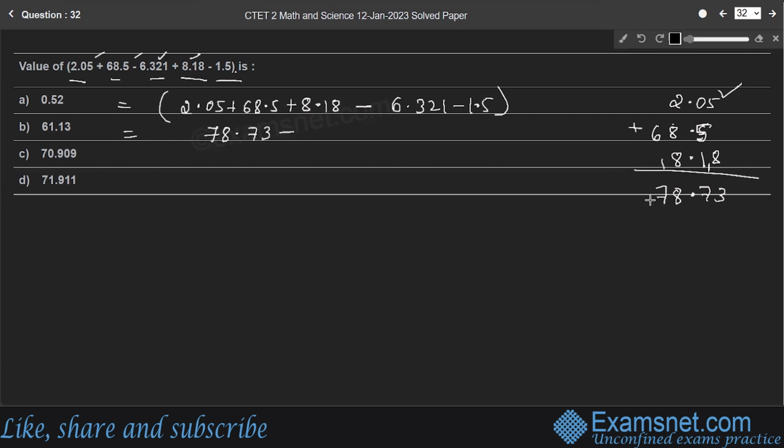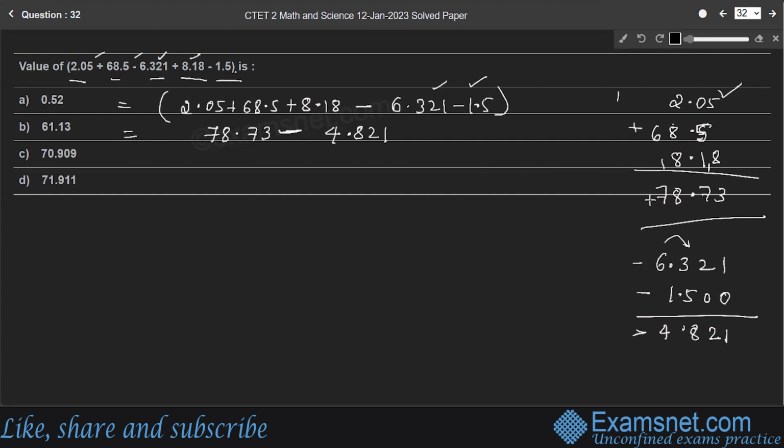78.73 minus, so the numbers to be subtracted, we'll add these two. So minus 6.321 minus 1.5. Here it is understood that the remaining places have zeros. So 1 minus 0, 1, 2 minus 0, 2. So 13 minus 5 is 8 and 5 minus 1 is 4. So minus 4.821.